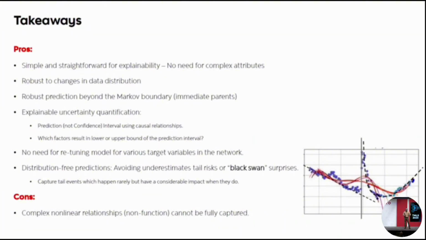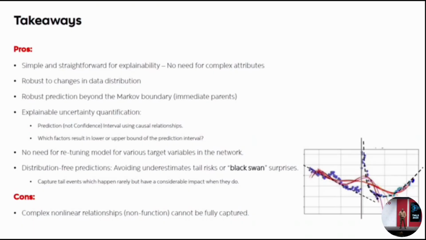Robust to change in data distribution, robust prediction across the causal network, explainable uncertainty quantification. As I mentioned, you have a prediction interval, but you can explain the prediction interval, which features result in the upper or lower bound of the prediction. No need for retuning the model for various target variables in the network, and distribution-free prediction. And you can explain the tail events and so on. I mean, there is no complexity behind it because we try to make it as simple as possible.